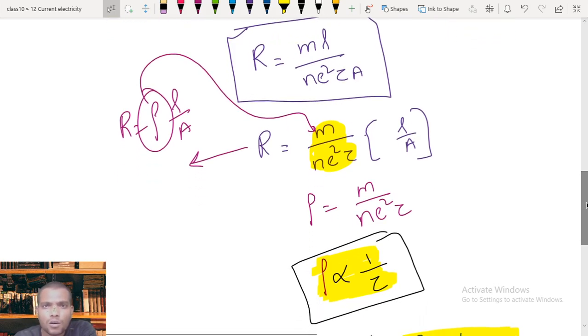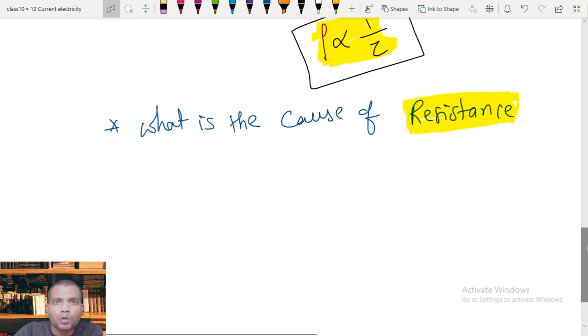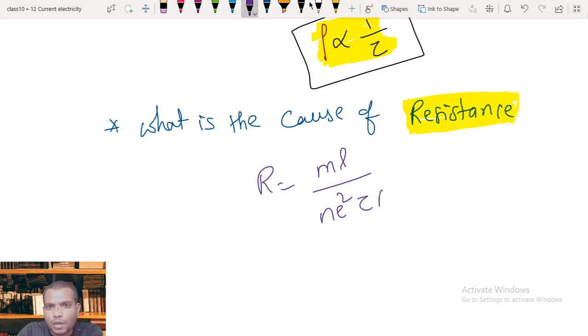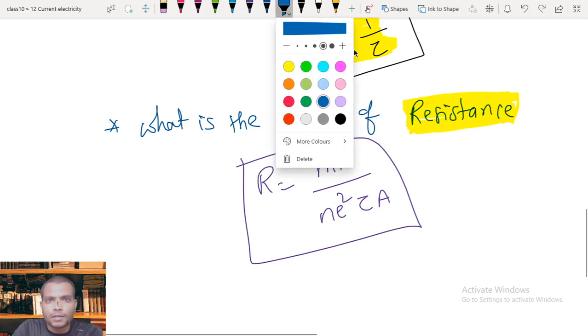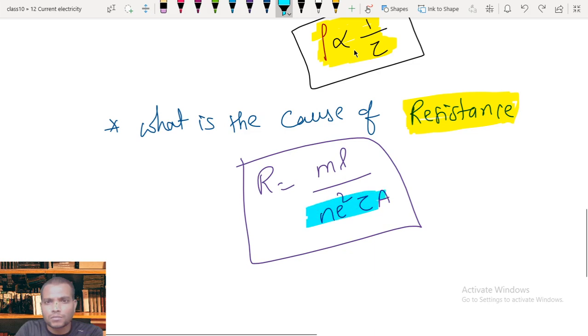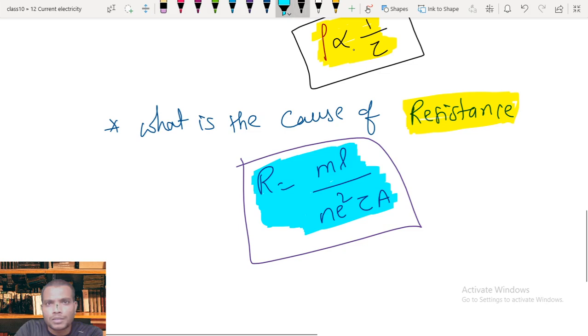To know the cause of resistance, this is the formula we need to go deeper into. If I rewrite that resistance formula, R equal to ml upon ne squared tau A, this is for a given conductor. So for a given conductor, this value remains the same, it won't change at all. But among that, if we closely see one character, that is nothing but tau, the relaxation time.